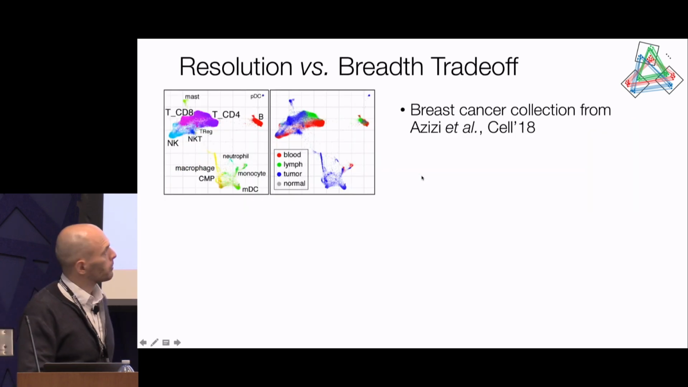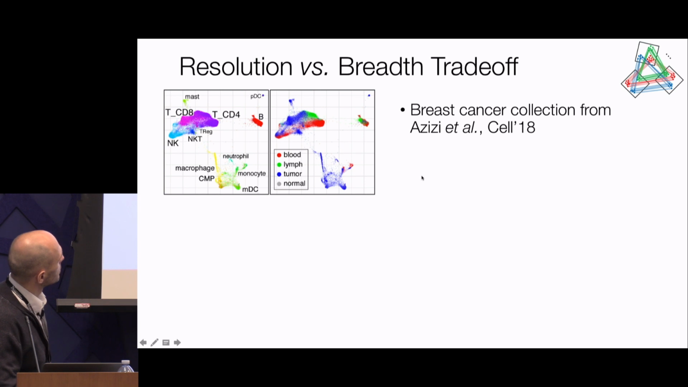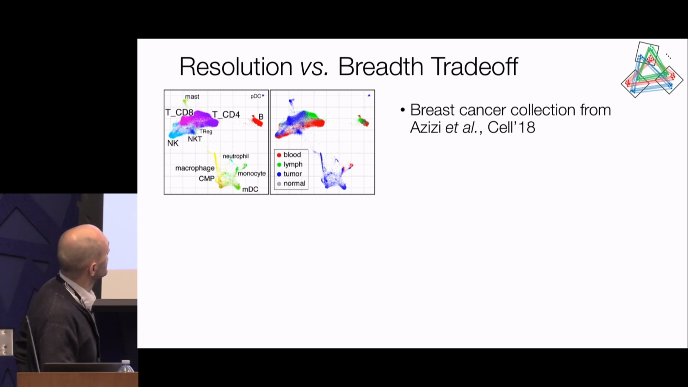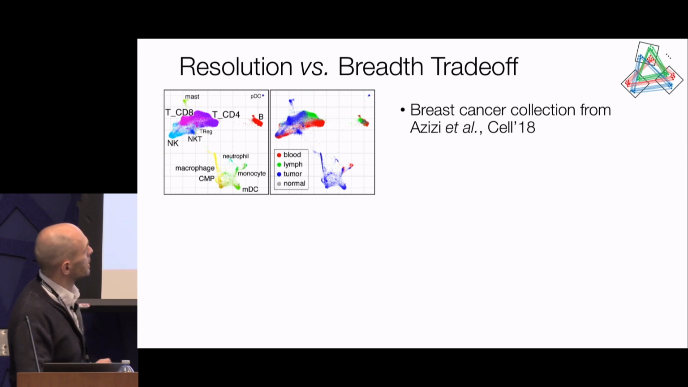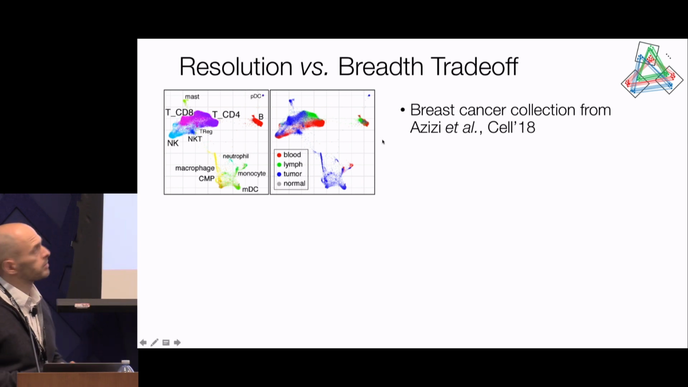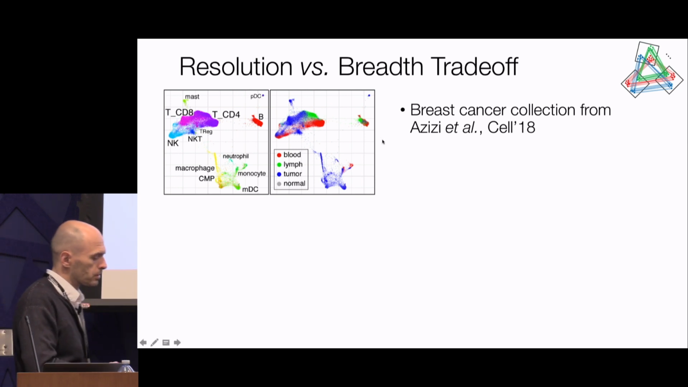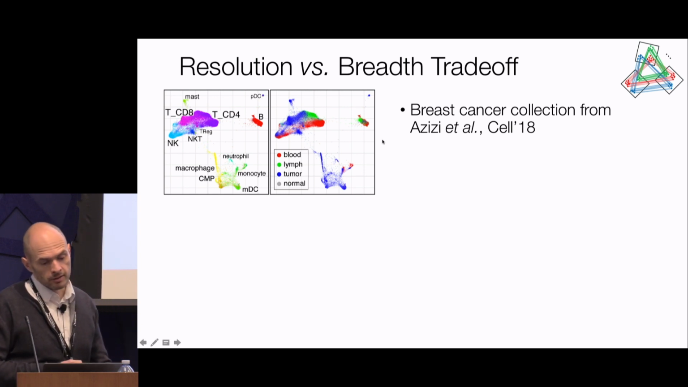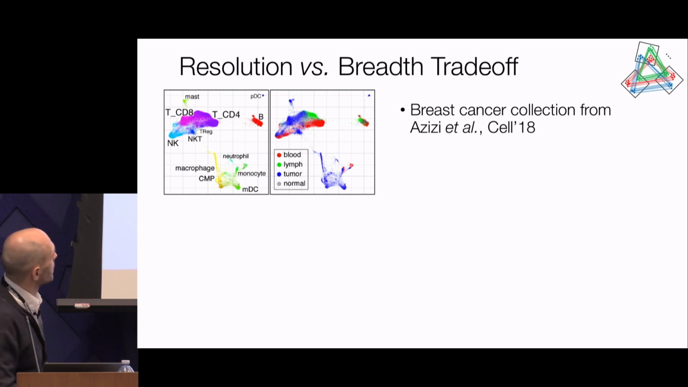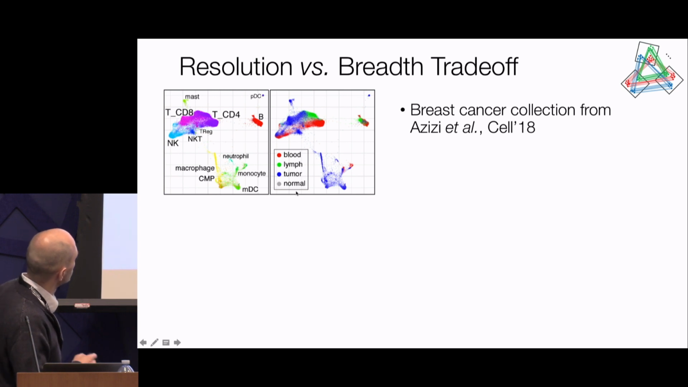Now, a conceptual point I'll try to illustrate based on this breast cancer data set is that whenever you're doing integration, there's always going to be a trade-off between the resolution and the breadth or the generality of the integration. So here we have samples coming from multiple tissues, blood, lymph node, and tumor in these breast cancer patients. And this is, again, the joint graph. And this is showing just the tissue composition here.